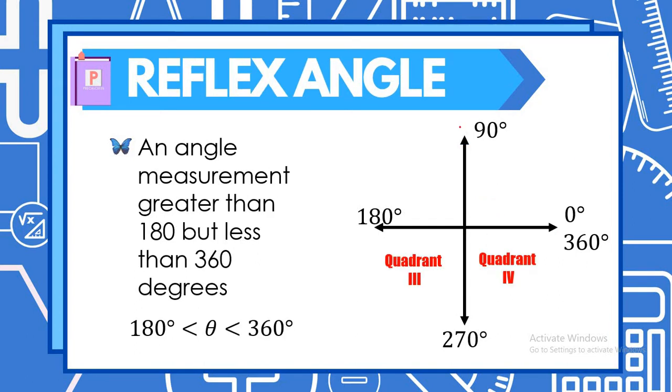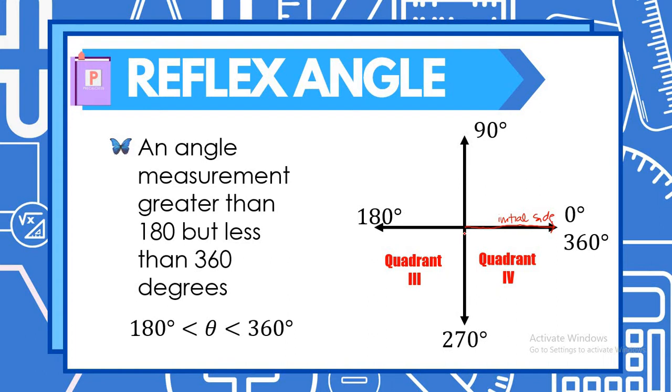We also have the so-called reflex angle, and a reflex angle is an angle whose measure is greater than 180 but less than 360 degrees. Now, in terms of inequality symbols, theta should be greater than 180 degrees, but less than 360 degrees. So the initial side again of a reflex angle is on the positive x-axis, whereas its terminal side can lie somewhere here on quadrant 3 or quadrant 4.